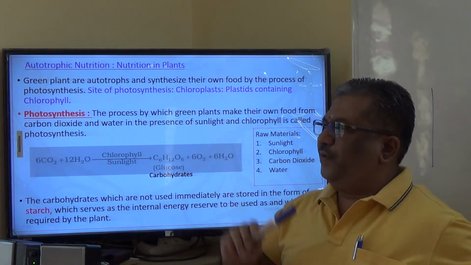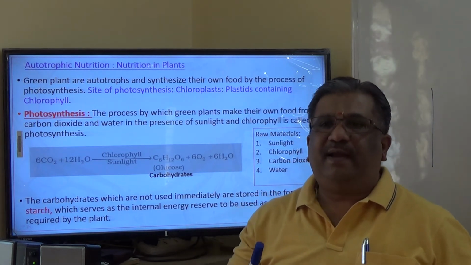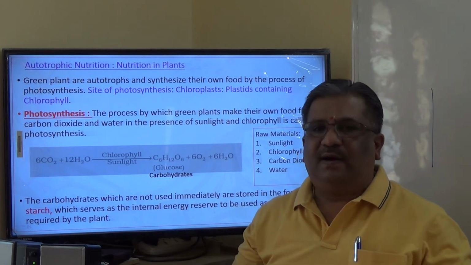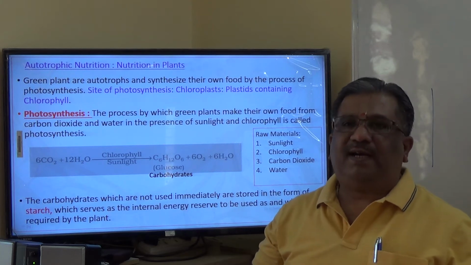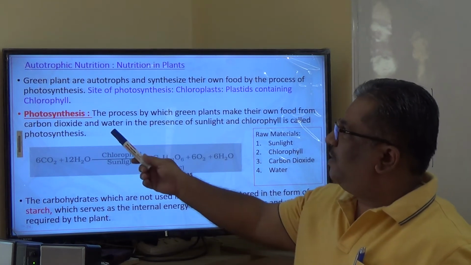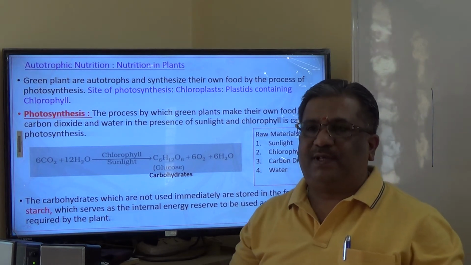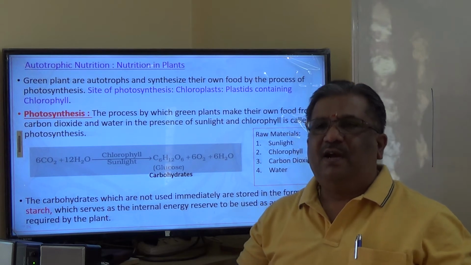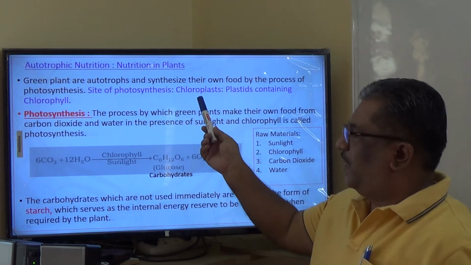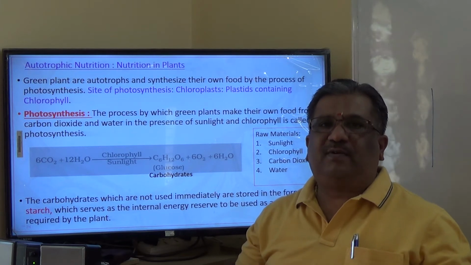So, autotrophic nutrition is the mode of nutrition in which the food is prepared by the organism itself. Which category of organisms comes into this mode of nutrition? All green plants and algae fall under the category of autotrophic nutrition. So, what exactly is the site of photosynthesis? Where does photosynthesis take place? We know that photosynthesis is a process by which food is prepared by the plants in the chloroplasts. So the site of photosynthesis is basically the chloroplasts. What are chloroplasts? These are the plastids which contain a green pigment called chlorophyll.